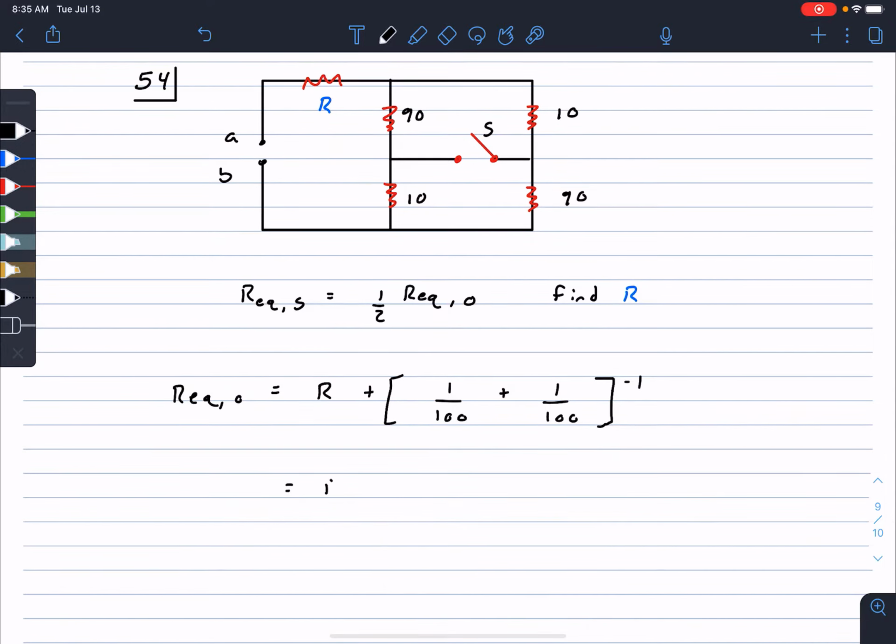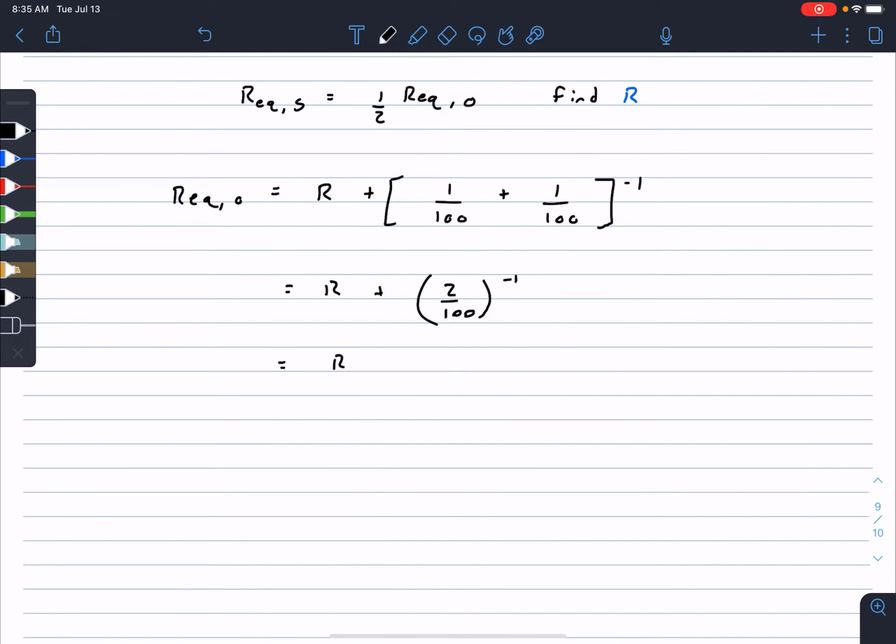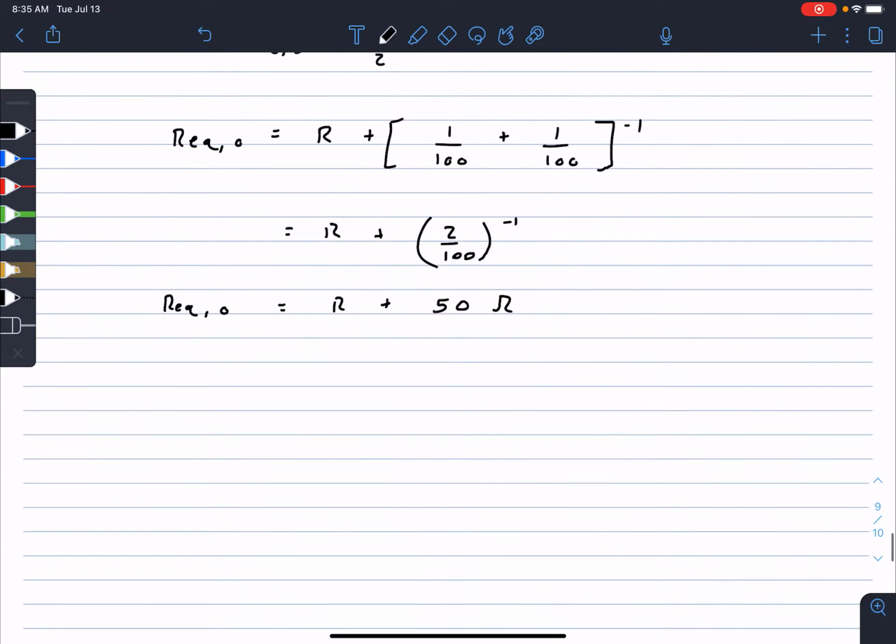So then we just sum it up. We have 2 over 100 inverse, and this is going to be 50 ohms. R plus 50 ohms is the equivalent resistance when the switch is open. Okay, so now when the switch is closed.